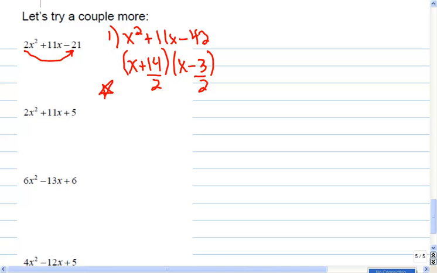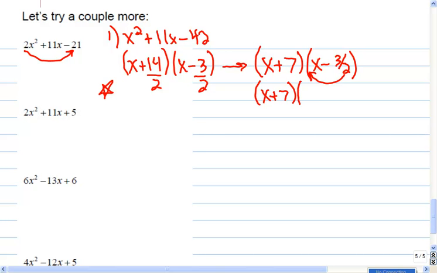Okay. From here, I have to reduce those fractions. This is x plus 7, and this is x minus 3/2. It can't be reduced. Any denominators that are left over, they go to the front. So my final answer would be x plus 7 times 2x minus 3. And this is the factored form of the original one we started with.